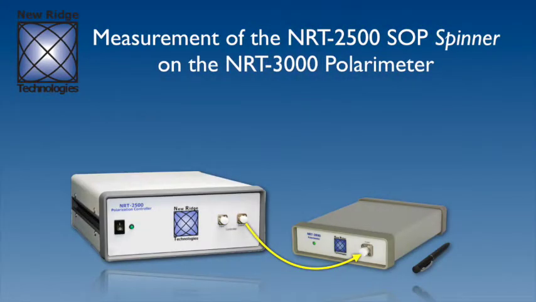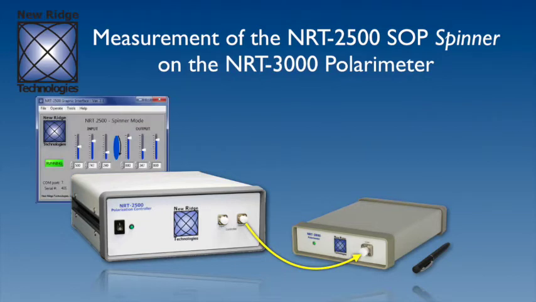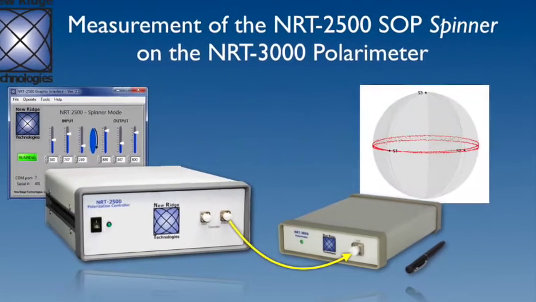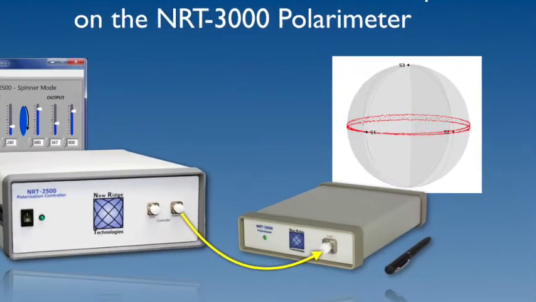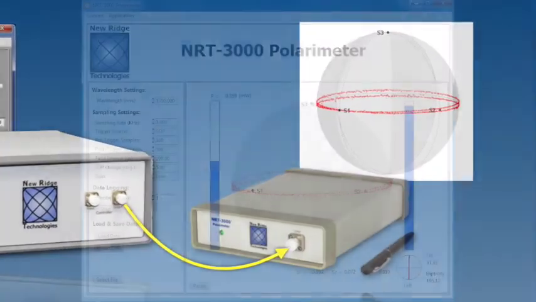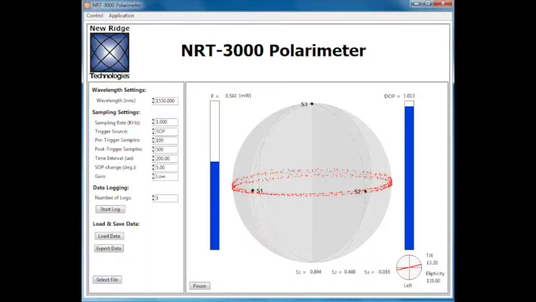Here we will observe the NRT 2500 spinner as displayed on the new NRT 3000 polarimeter. With the spinner set to 40,000 Hz, I've aligned the input SOP to be linearly polarized and oriented the output SOP to place the spinner on the S1-S2 equator of the Poincare sphere. In this orientation, the SOP speed is greater than 250,000 radians per second around the sphere.